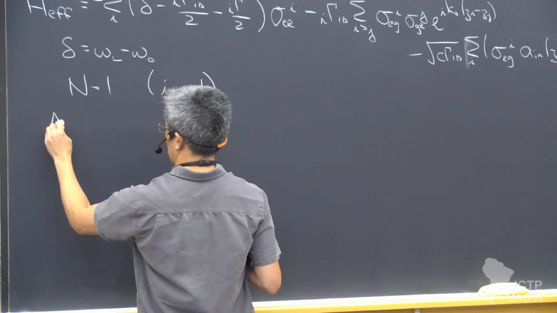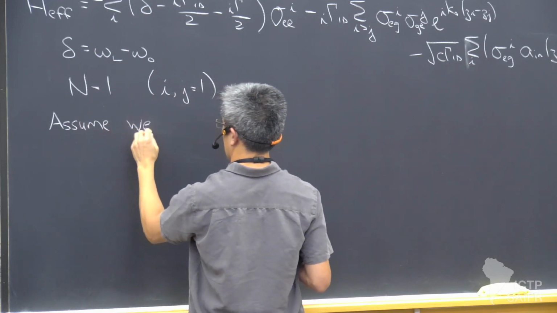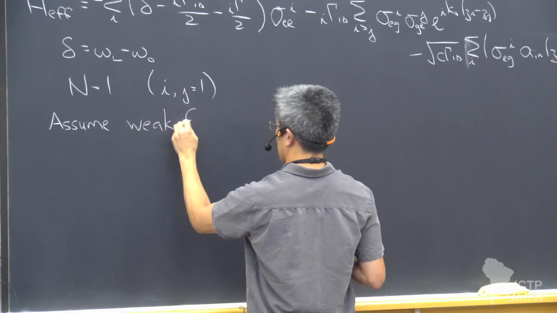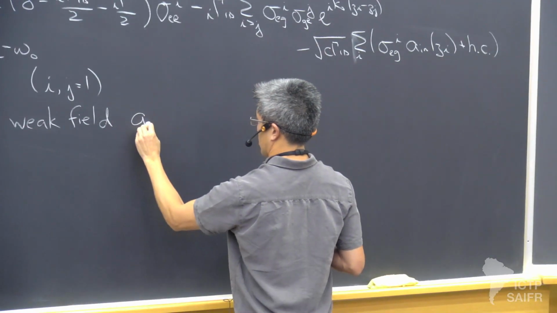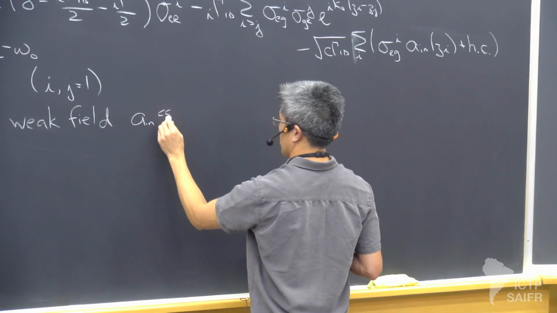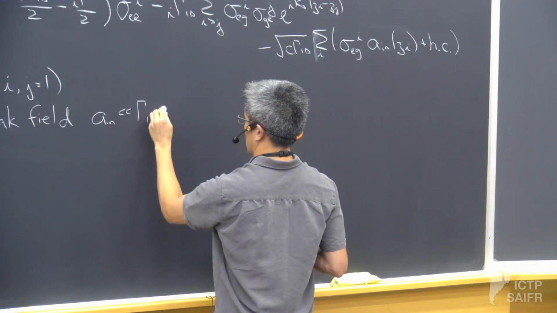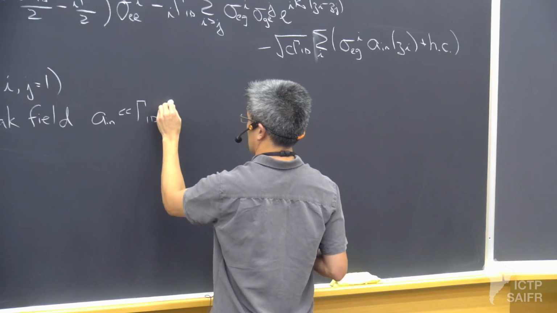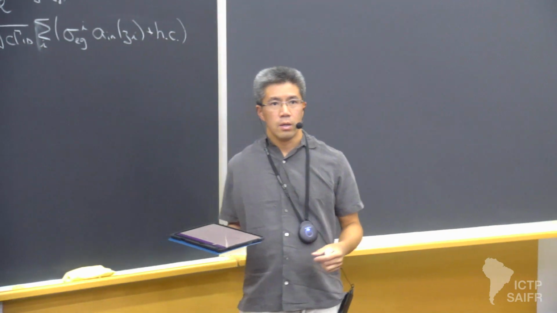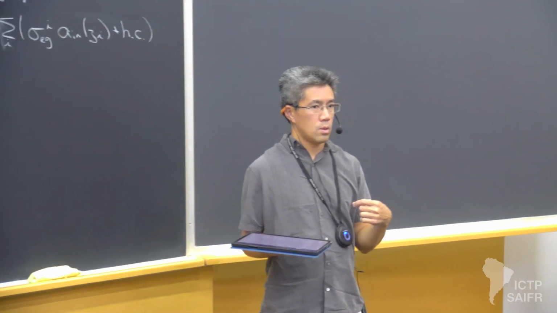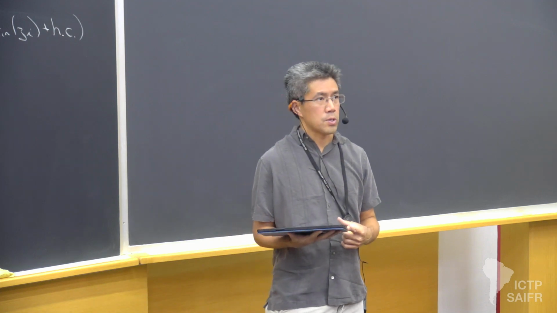We'll also assume, which is sufficient for our purposes, a weak field. Okay. So the value of this input field will be much smaller than gamma 1D plus gamma prime. And that's just to say that we're only going to look in a regime where the atom is mostly in the ground state.